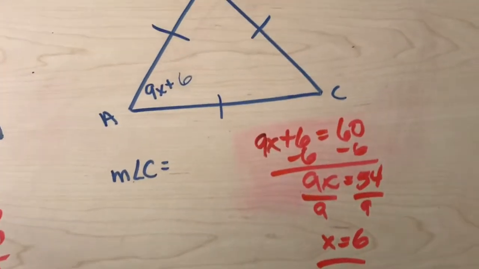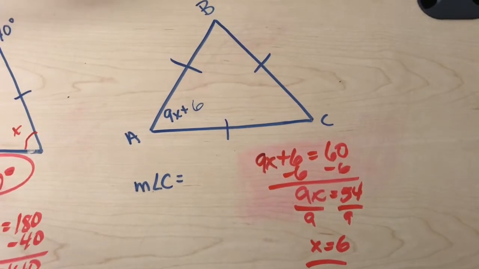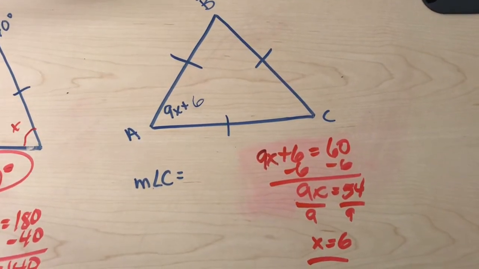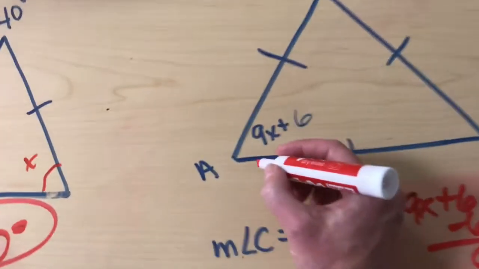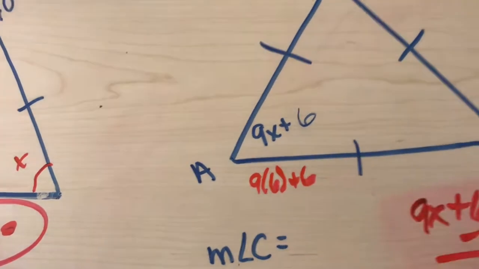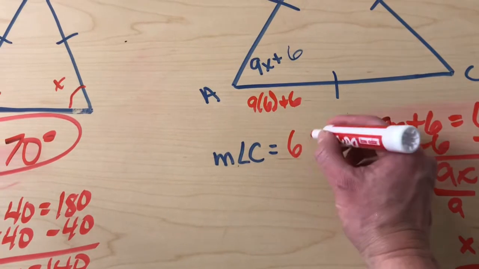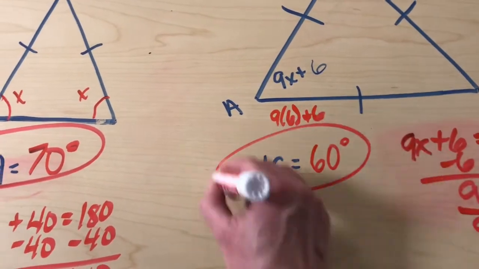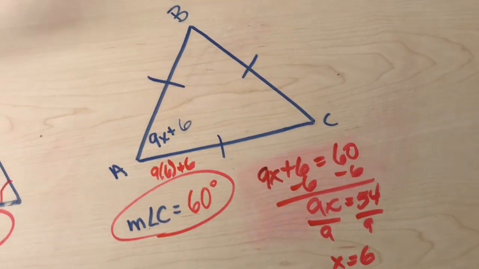So I got x equal to 6, okay, but then what I need to do is plug it back in here. So I'm going to put 6 instead of the x here. So 9 times 6 plus 6. So 54 plus 6 is 60 degrees. We already know that the measure of angle 6 is 60 degrees. But we did some fun algebra to get there. Yay.